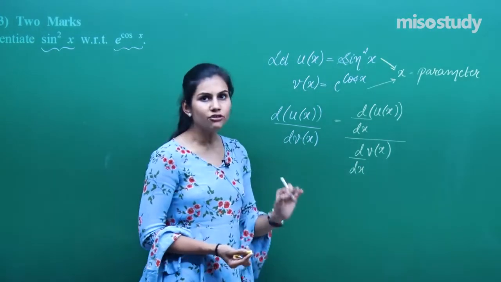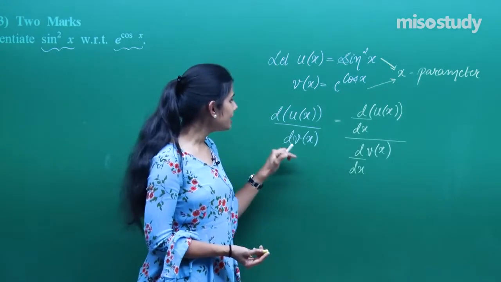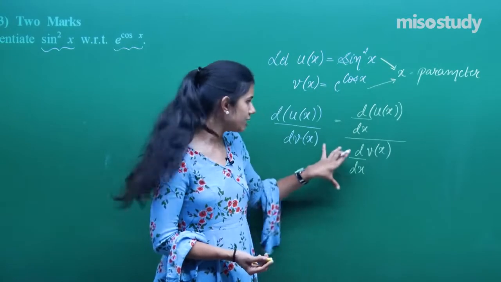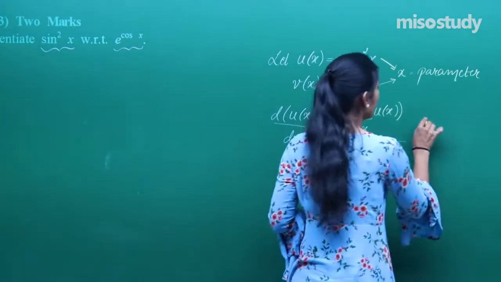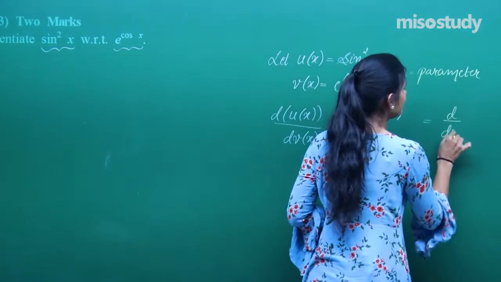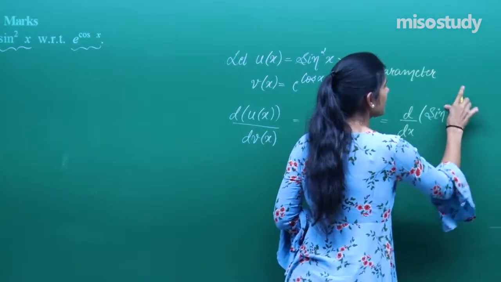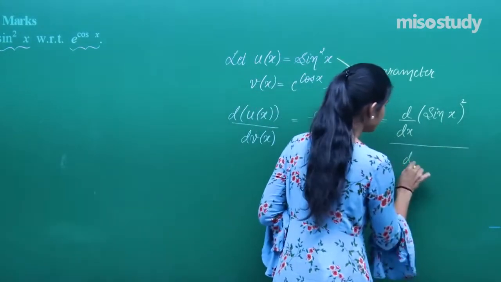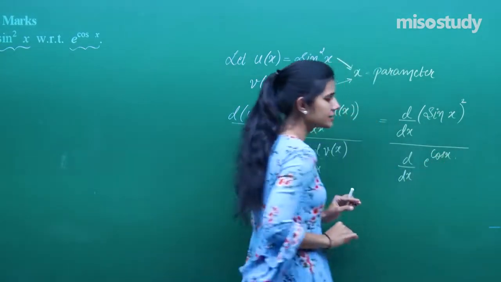By the very chain rule which we use to differentiate functions in parametric form, d/dv(x) of u(x) is d/dx of u(x) upon d/dx of v(x), provided this denominator differentiation is not equal to 0. This will be d/dx of sin square x, which is nothing but (sin x) whole square, divided by d/dx of e to the power cos x.